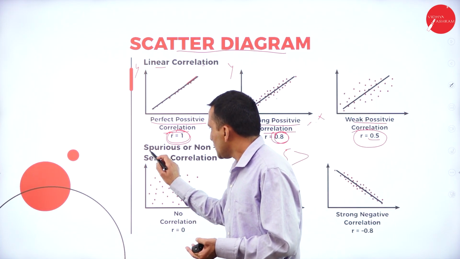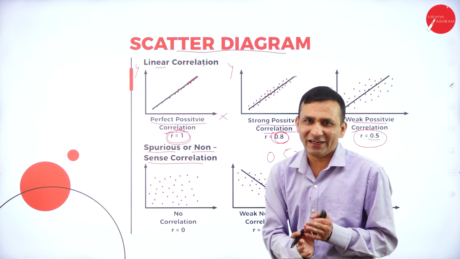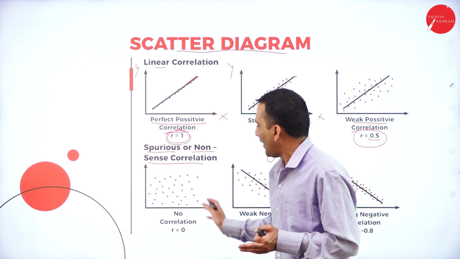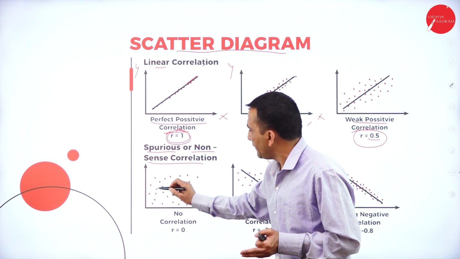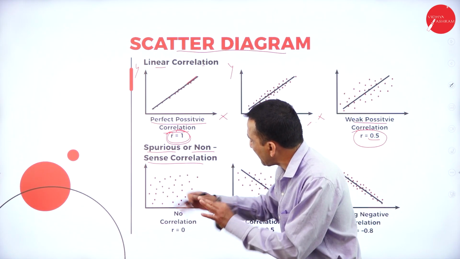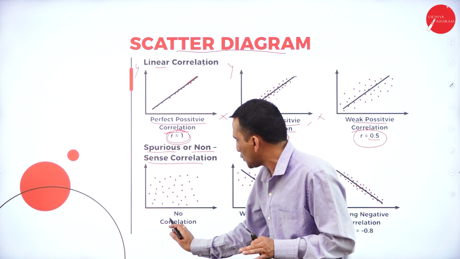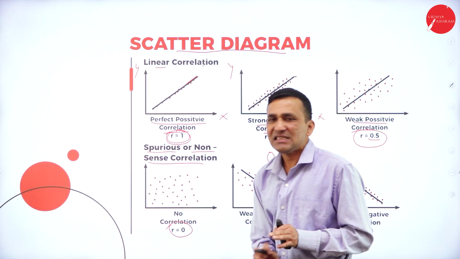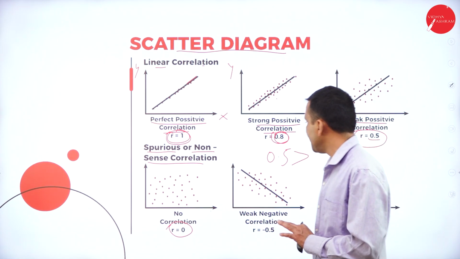Next one, spurious or nonsense correlation. There is no relation. When you are marking the dots for x and y, they are completely scattered and spread. So there is no relation between x and y, which is nothing but 0. There is no correlation.